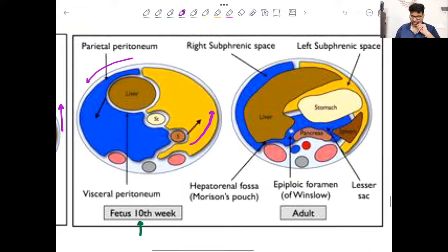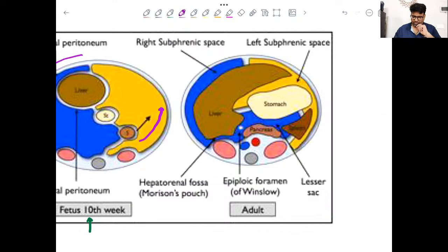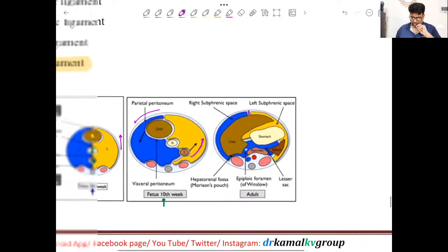And then further on, this is of course the falciform ligament, liver. Then between the stomach and the liver there is the gastrohepatic ligament or the lesser sac. Then between the stomach and the spleen there is the gastrosplenic ligament, and between the spleen and the kidney there will be the lienorenal ligament, right? So this is very important.